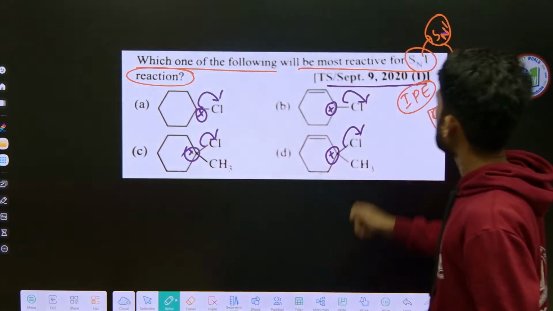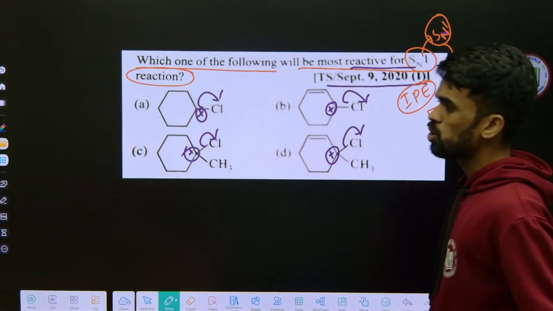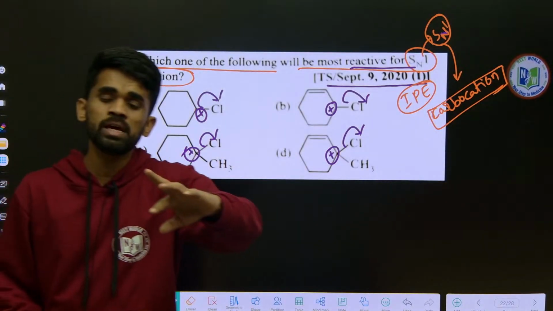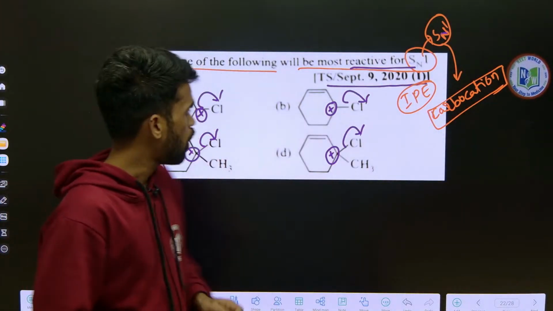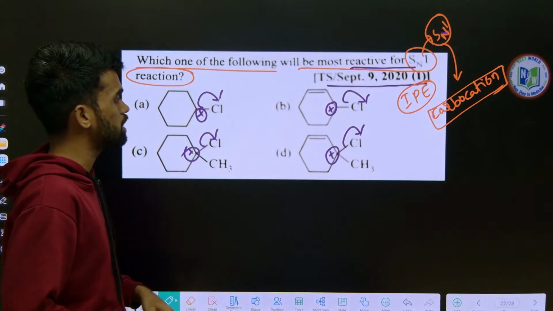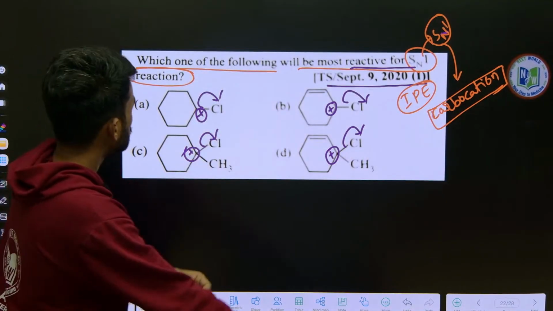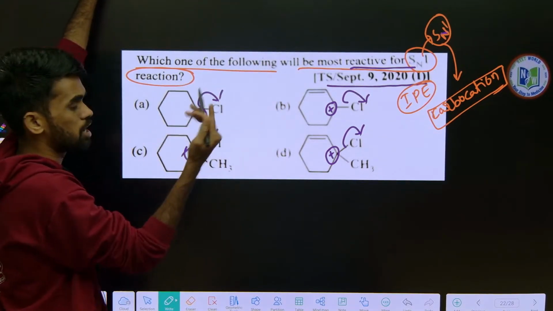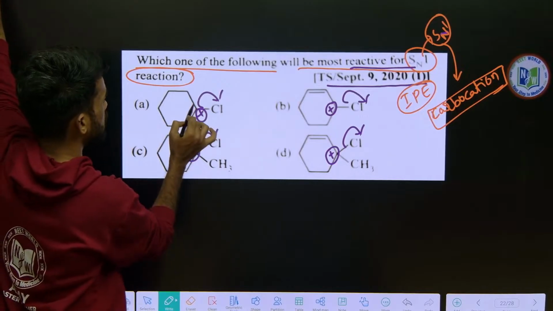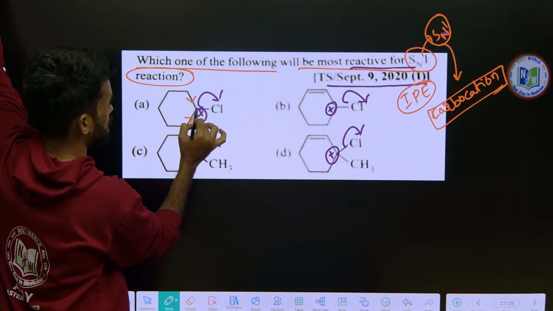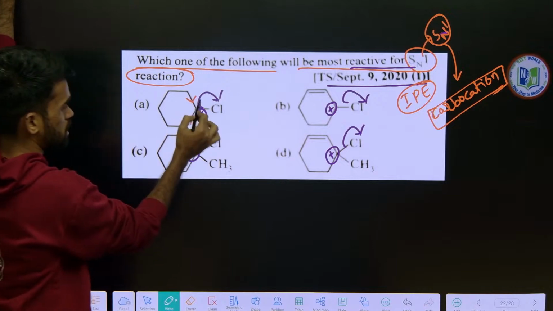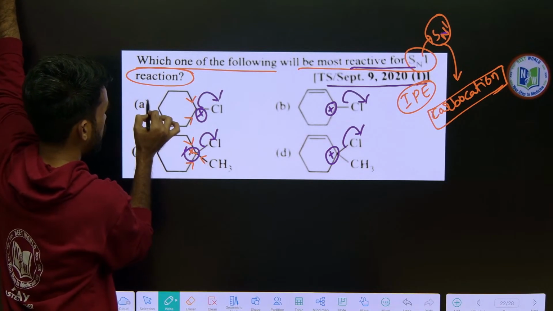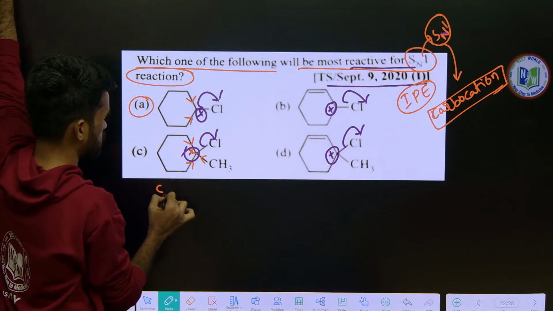Now what they are asking: most reactive. Most reactive means if the carbocation formed is more stable, that will be most reactive. Now tell me, out of these 4, which carbocation is most stable here? Till now we have discussed that the more the number of alkyl groups, the more stable the carbocation. Here there are 2 carbons, it is a secondary carbocation, with alkyl groups on only 2 sides. Here we have them on 3 sides. So C is more reactive than A.